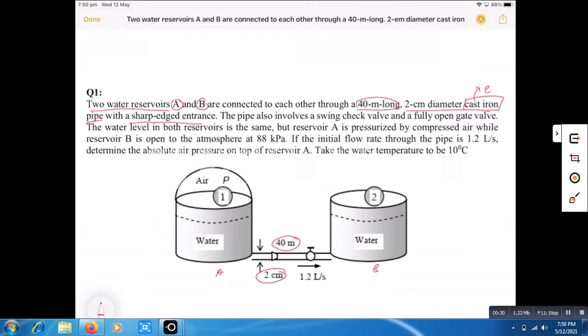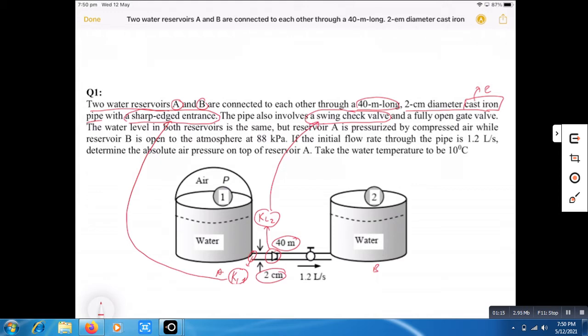With the sharp edge entrance, it means we have one minor energy loss, KL1, which is the sharp edge entrance. The pipe also involves a swing check valve. This means we will have another minor energy loss, KL2, for the swing check valve.